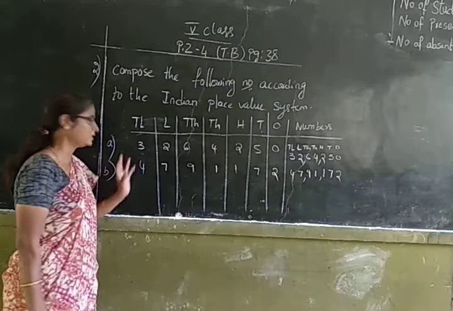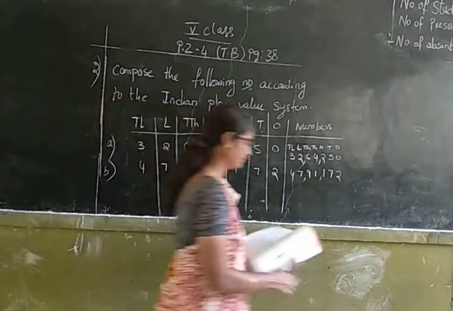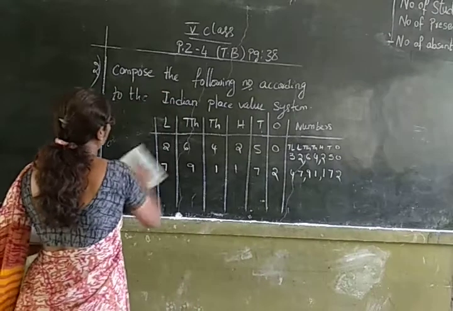Okay children, I have done 2 sums. Remaining 2 sums you do for homework. I have done A and B sums. You do C and D sums for homework.